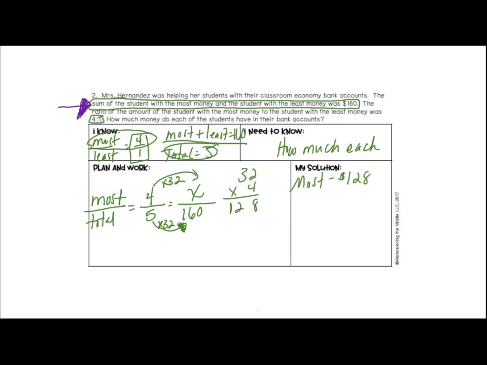Now all I need to do to find the student with the least is subtract. The 160 minus 128 is going to leave me with $32. So the student with the least would have $32.